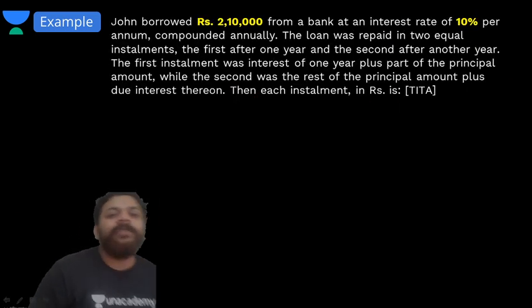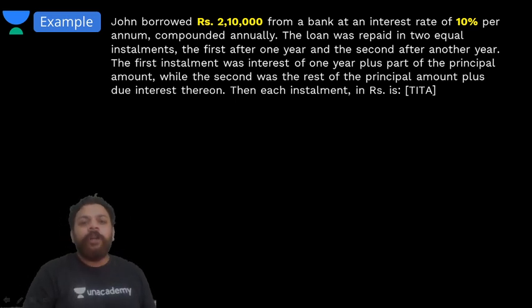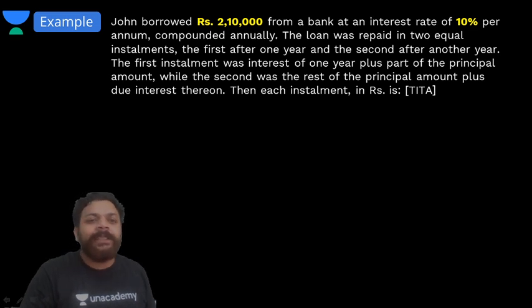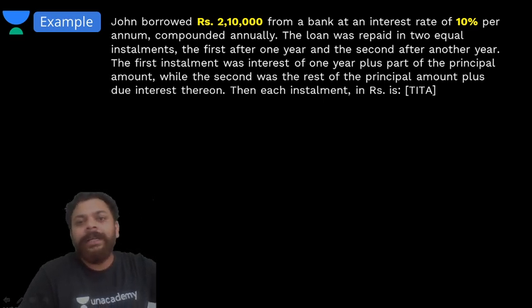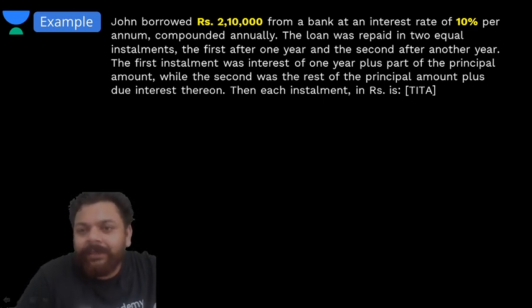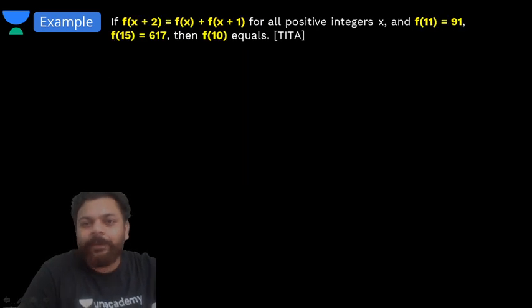Question number 2. This question is also from CAT 18. John borrowed 2,10,000 from a bank at an interest rate of 10% per annum compounded annually. The loan was repaid in two equal installments, the first after 1 year and the second after another year. The first installment was the interest of 1 year plus part of the principal amount, while the second was the rest of the principal amount plus due interest thereon. Then each installment is rupees, and this was a TITA type question.